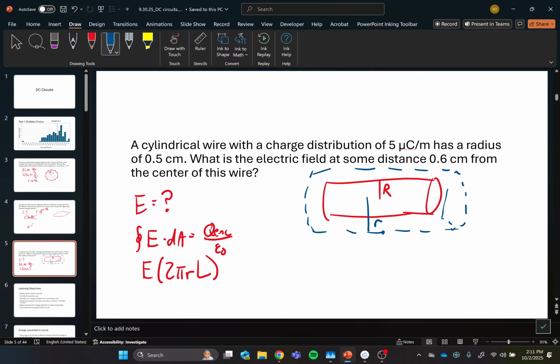So E times 2 pi little r L equals my Q enclosed, which is lambda times L, my charge density times the length. Rearrange this, and you get E equals lambda L over 2 pi r L epsilon naught. The L's cancel. You plug in the numbers and convert your units: centimeters, not meters; microcoulombs, not coulombs. And that'll get you the answer for that one. So again, the picture helps with all this.